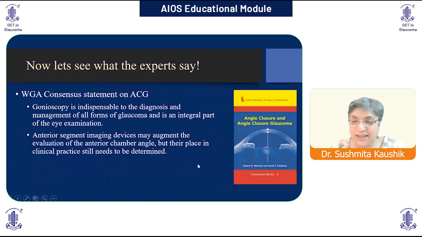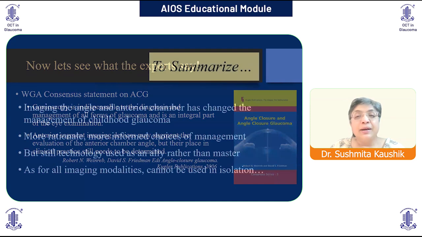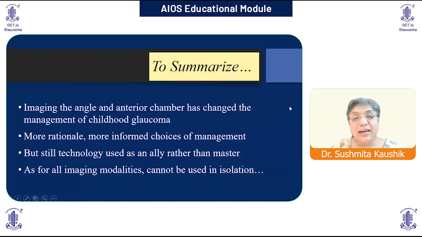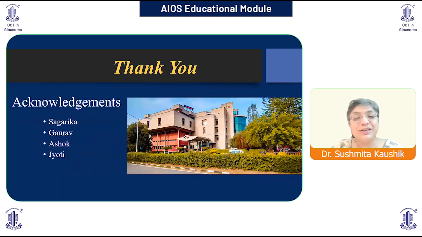Right, so let's see what the experts say, and this is the consensus statement on angle closure glaucoma. And quote unquote, it's indispensable to the diagnosis and management of all forms of glaucoma. Anterior segment imaging devices may augment the evaluation, but their place in clinical practice needs to be determined. To summarize, imaging the angle and anterior chamber has changed the management of childhood glaucoma, of course. More rational, more informed choices of management, but still technology used as an ally rather than master. And as for all imaging modalities, you can't use it in isolation.